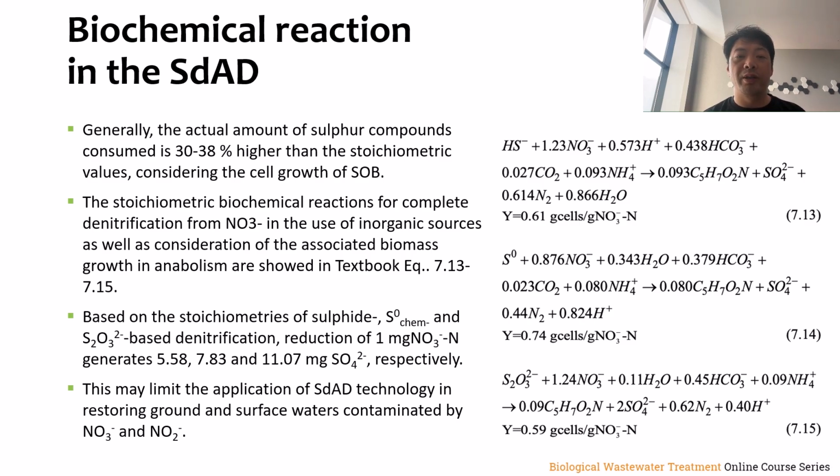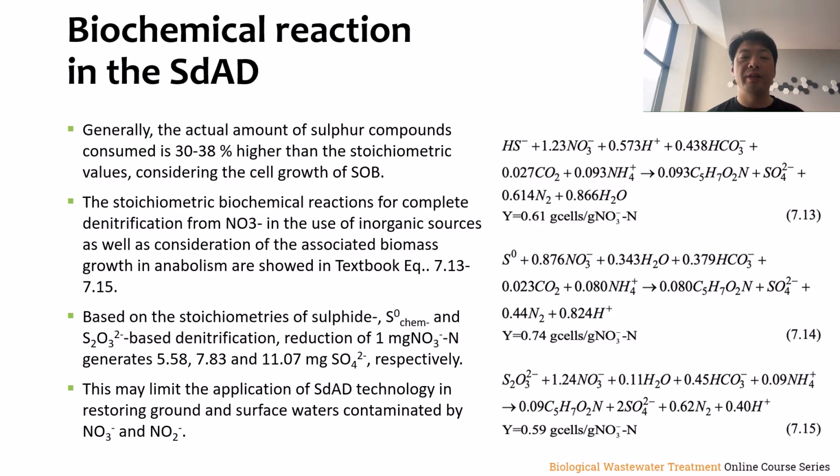The stoichiometric biochemical reactions of complete denitrification, particularly from nitrate using inorganic sources, are well established. These reactions account for biomass growth associated with anabolism, essential for a comprehensive understanding of the biochemical dynamics. These reactions can be referred to in equations 7.13 to 7.15 in the textbook.